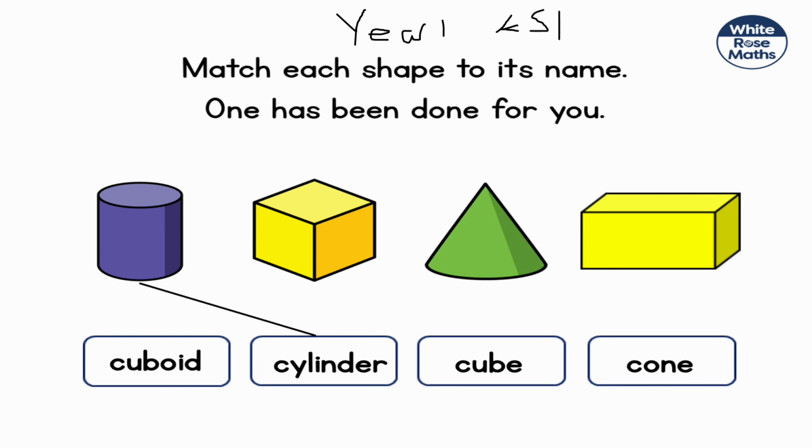Question number 1, match each shape to its name. That's a cylinder, okay, that's a cube, okay, that's a cone, and that's a cuboid at the end.